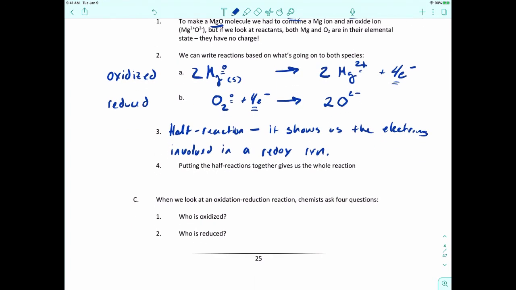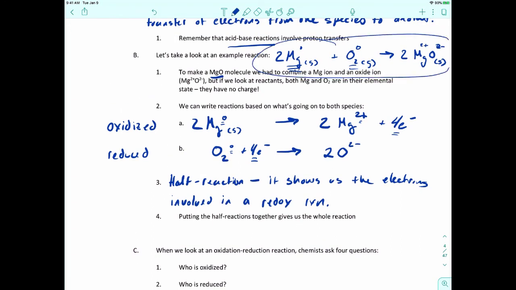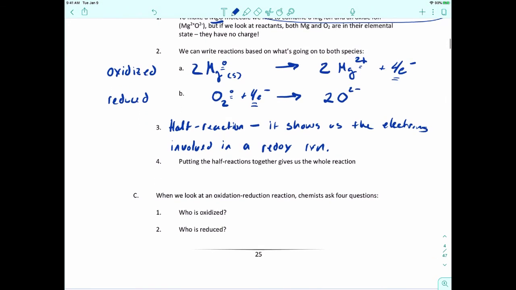Now, what's really nice is that if you take these two half reactions and add them together, you should end up with almost the whole reaction. That's pretty cool. There are a couple different mnemonic devices for remembering what redox means. The way I remember it is Leo the lion says "ger," where losing electrons is oxidation and gaining electrons is reduction. Another way is OIL RIG, where oxidation is losing, reduction is gaining. Either way you want to go with it, go with it.